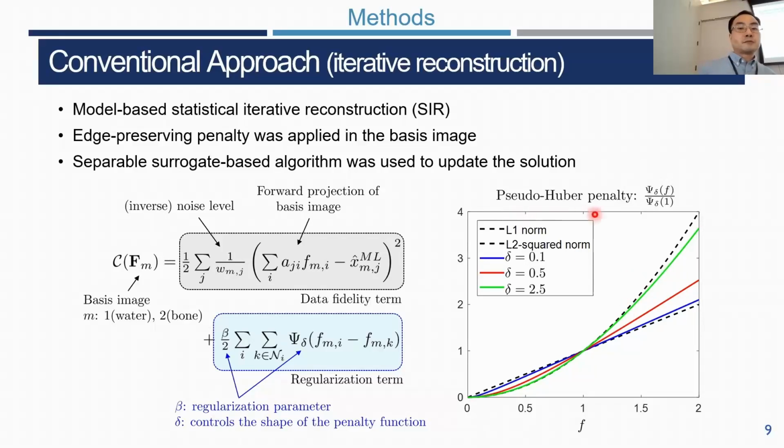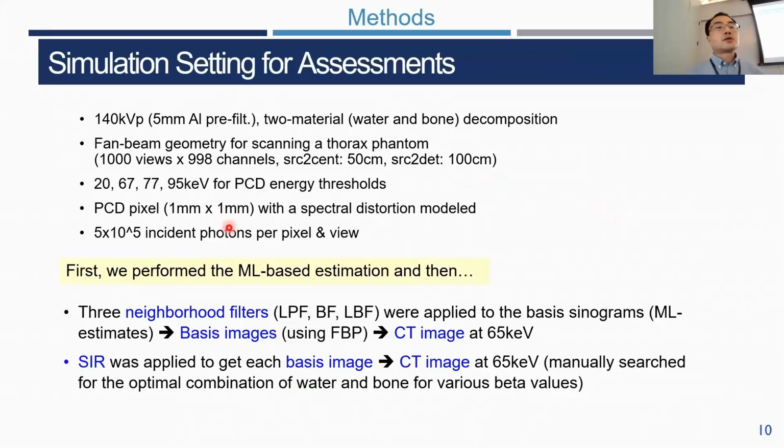Actually, I use pseudo Huber penalty here. So these are simulation settings. I performed two-material decomposition for water and bone. The workflow is, we need ML-based estimation first. That's the starting point.